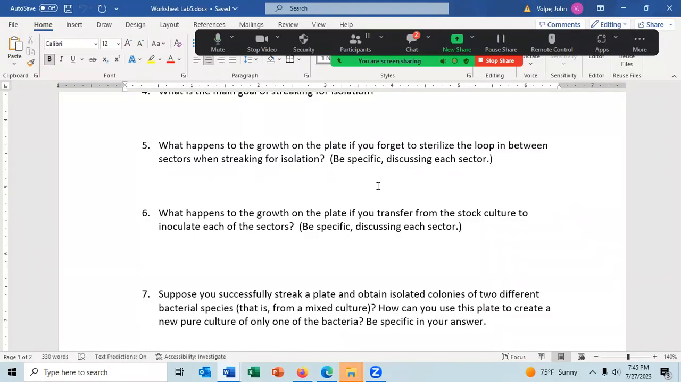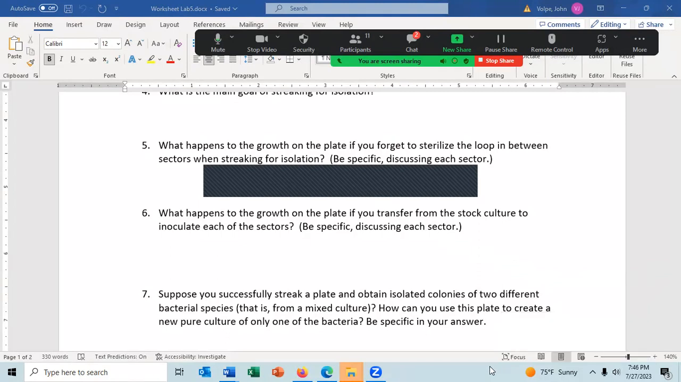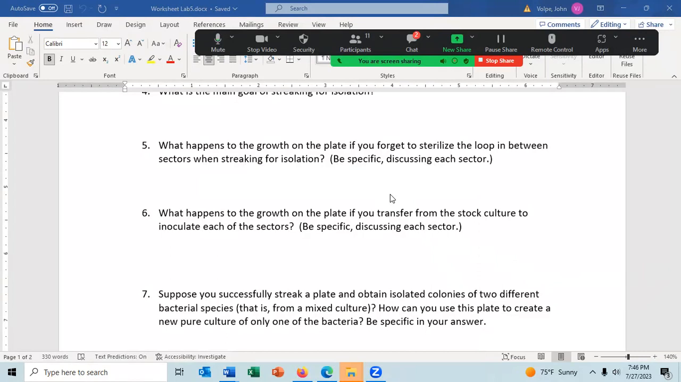All right. 7, suppose you successfully streak a plate and obtain isolated colonies. Can't hear you, dog. Was that because of the internet or what? Yeah, it was the internet. Okay, it just told me now the internet connection's unstable. You're good now. Okay.